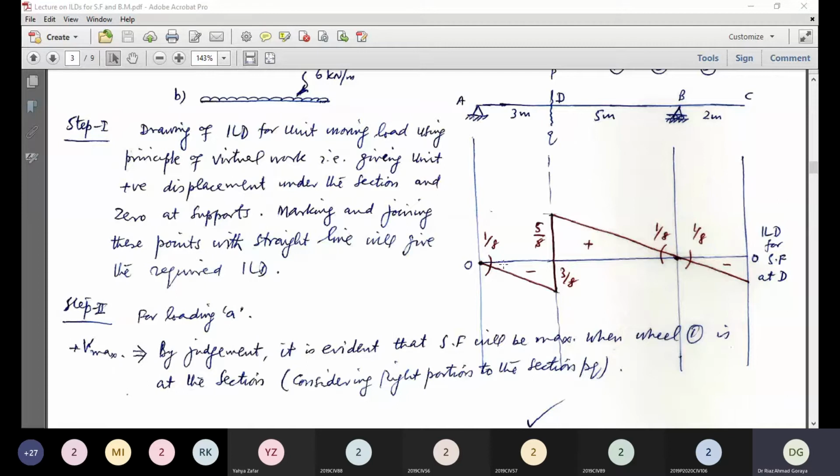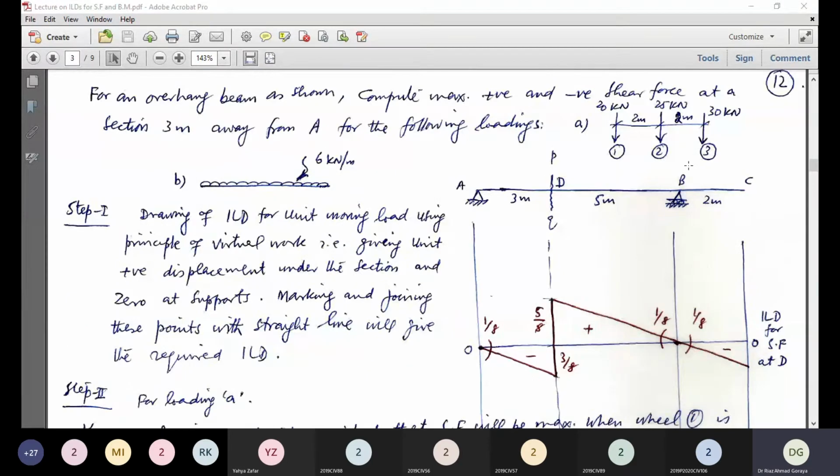Now first of all we consider loading A, for positive shear force. The total span is 4 meter. Now look at this loading and this positive region, 5 meter and 4 meter. The judgment says that positive shear force at section MN will be maximum when wheel 1 is at the section, because wheel 1 and 2 are comparable. However, if you are not able to apply the judgment, you can make trials: wheel 1 at the section, wheel 2 at the section.